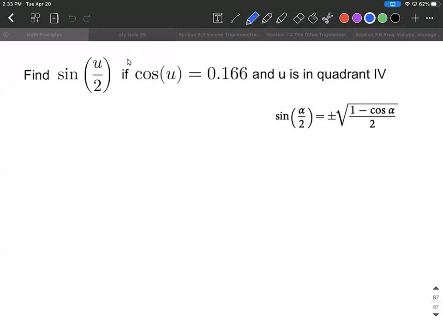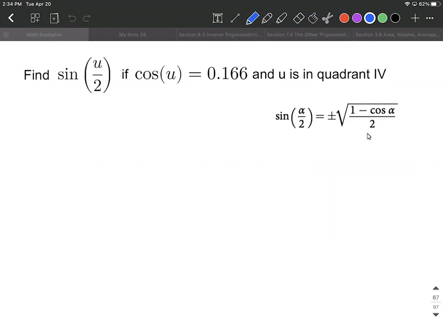Okay, the goal of this video is to find sine of u over 2 if we are given the cosine of simply u instead of u over 2. We're also given that u is in quadrant 4. To do this, I'm going to use the half angle formula for sine, where it's equal to plus or minus the square root of 1 minus cosine of our angle, all divided by 2.